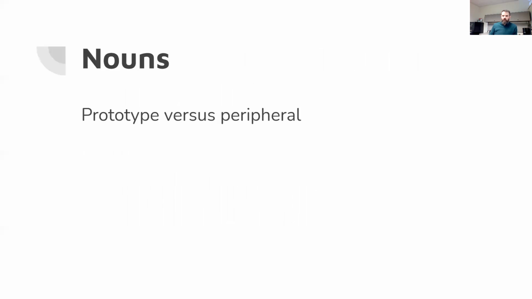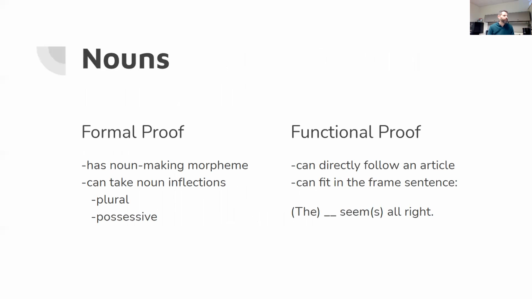So let's start with nouns. We could say we have things that are prototype nouns that really fit all these proofs, and others that are more peripheral. They're noun-like, they're kind of nouns, but they don't fit all of our proofs. So as we go through different examples, just think to yourself, is this something that's really a core noun, that looks like a noun in all the ways, or is it something that is probably a noun because it shares most of the categories, but there are other ways that maybe it's a little bit different.